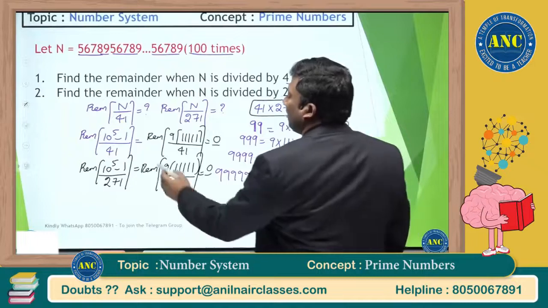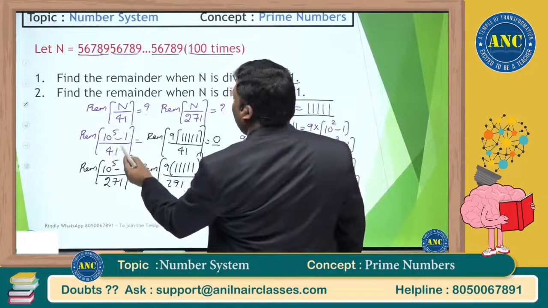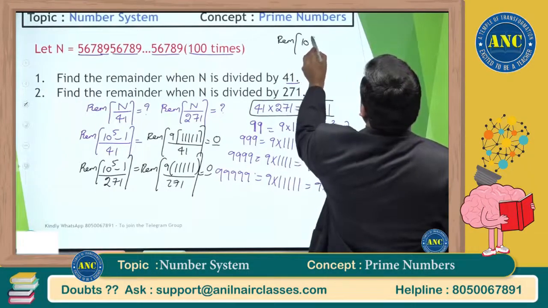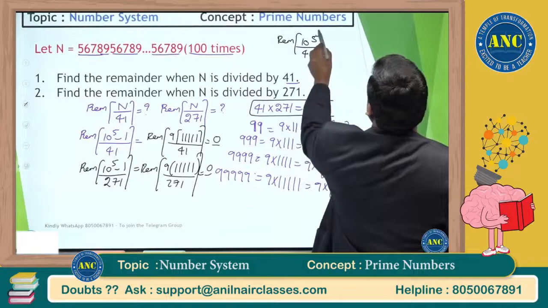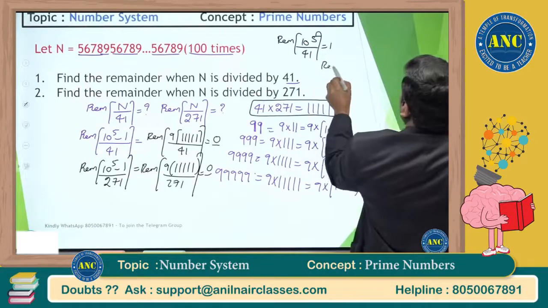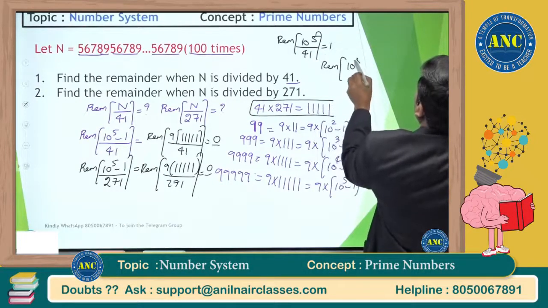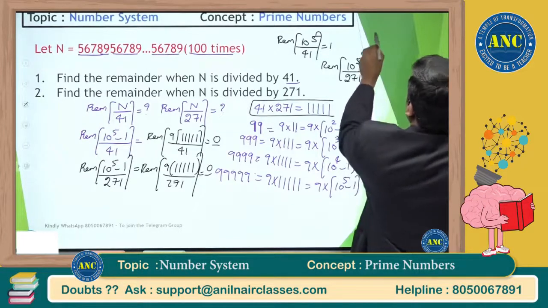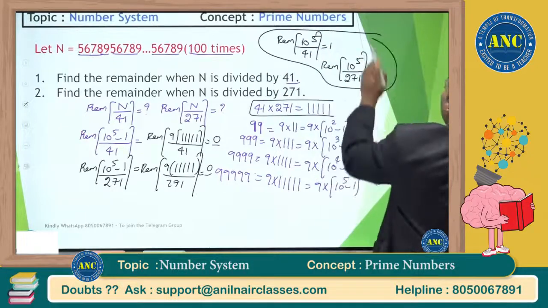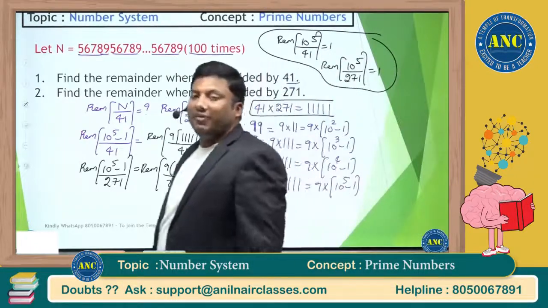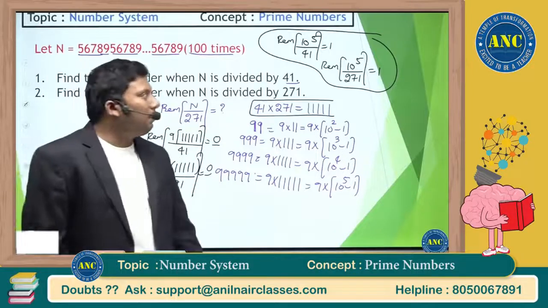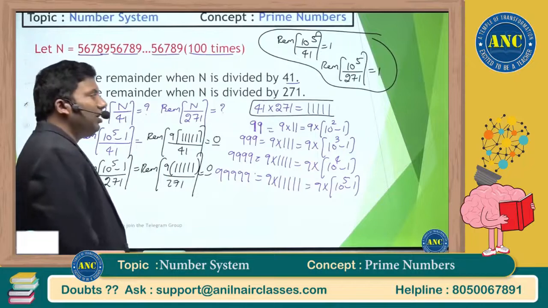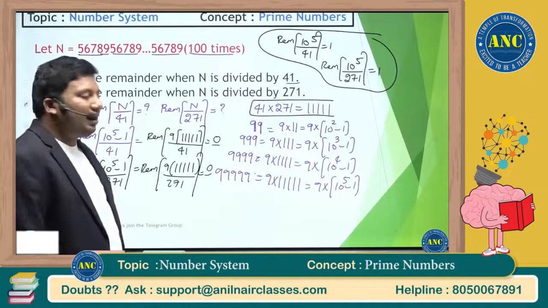Very, very important point. 10 power 5 minus 1 divided by 41 gives remainder 0. Minus 1 goes to the right hand side, so 10 power 5 divided by 41 gives remainder 1. 10 power 5 divided by 271 also gives remainder 1. Please make a note, sir. Why did we get 1? Because 41 into 271 is 1 written 5 times.